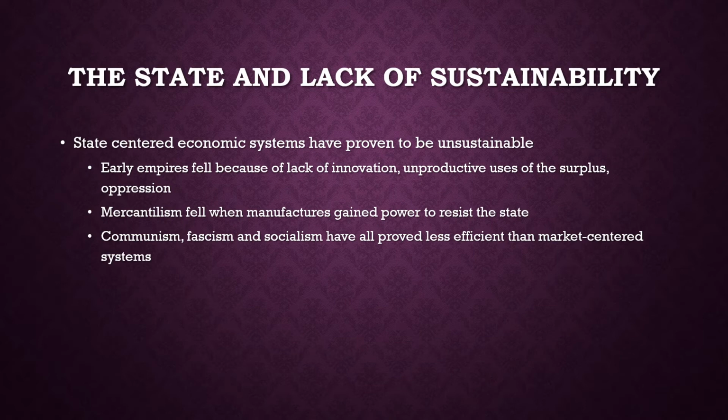Mercantilism fell when the manufacturers gained power to resist the state. And as we saw in the market-centered economic system chapter, as the various prerequisites are met, we're going to see capitalism rise out of the ashes. And then in general, communism, fascism, socialism, however you define them, they have overall been less efficient than market-centered systems.